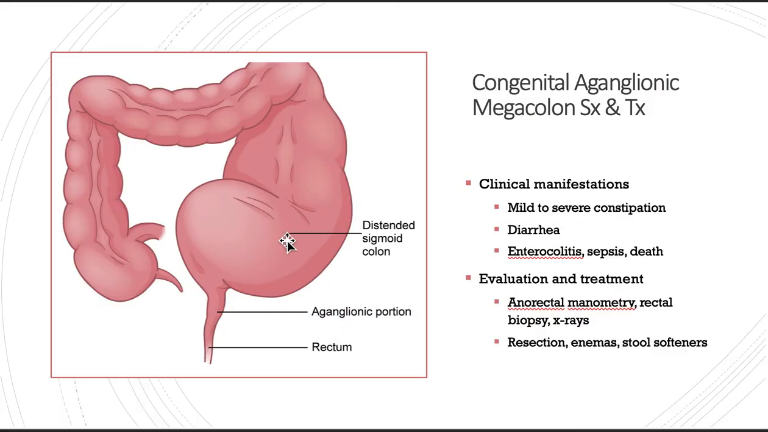So here you can see, again, here's your picture of it where this is the aganglionic portion right above the rectum. And so the sigmoid colon is the piece that's the megacolon. So again, we take this out and anastomose it back together. So a resection and then put it back together. We are going to put them on laxatives, enemas and stool softeners to get everything moving. Okay.